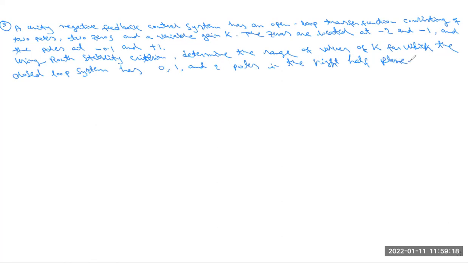So you have to read the question. It is a unity negative feedback control system. It has an open loop transfer function consisting of two poles, two zeros, and a variable gain K. The zeros are located at -2 and -1. The poles are at -0.1 and +1. Using the Routh stability criterion, determine the range of values of K for which the closed loop system has 0, 1, 2 poles in the right half plane.